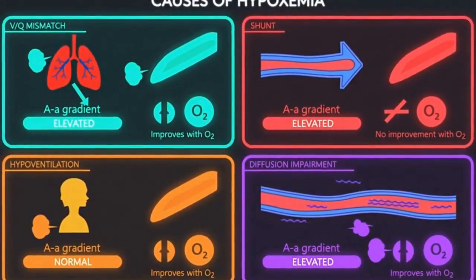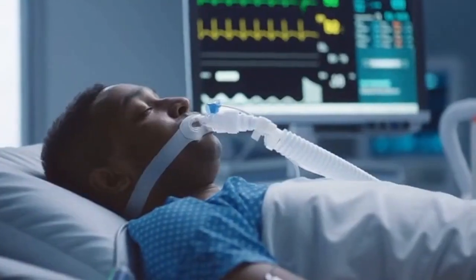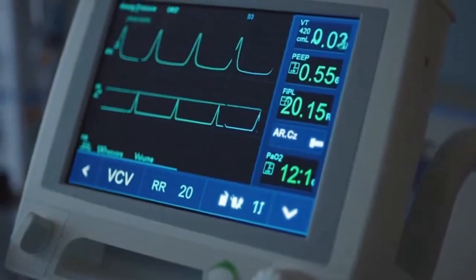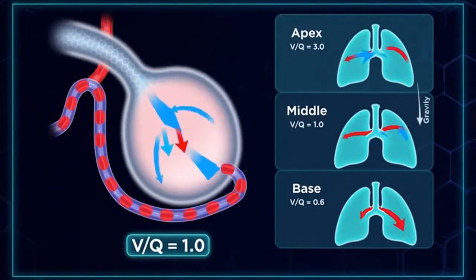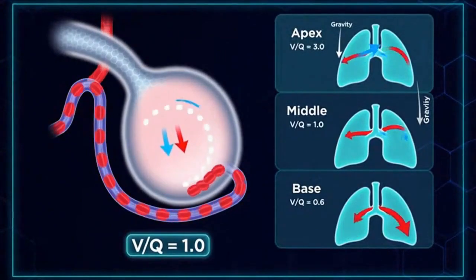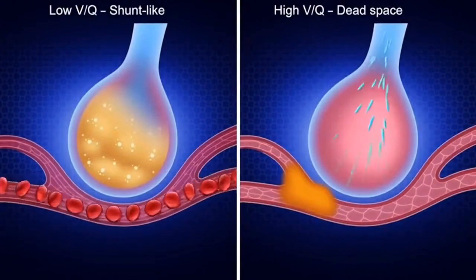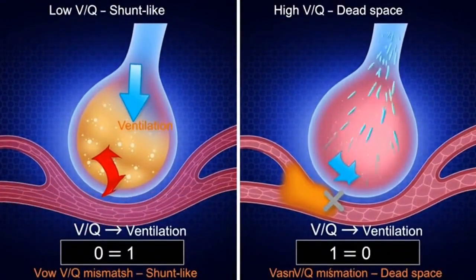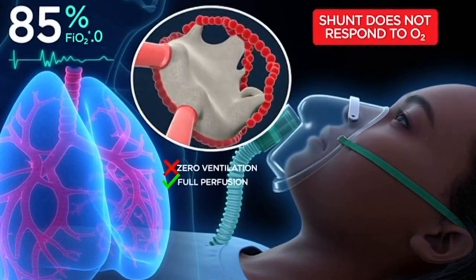True shunt is the extreme of low VQ, areas where there is zero ventilation but perfusion continues. Blood passes through completely unventilated alveoli and returns deoxygenated to the left heart. Classic causes of shunt include severe pneumonia with complete consolidation, ARDS, pulmonary AVM, and intracardiac shunts like VSD or PFO with right-to-left flow. The defining feature of shunt, it does not respond to supplemental oxygen.